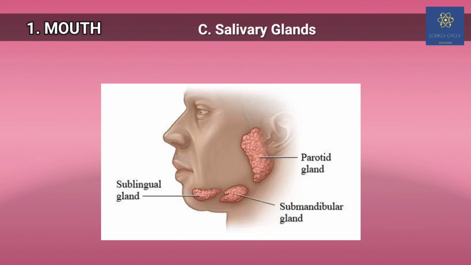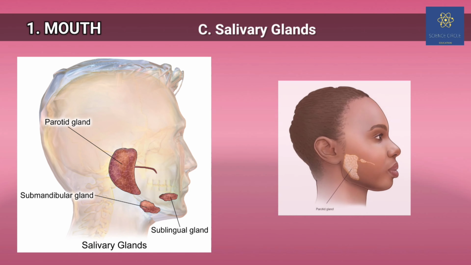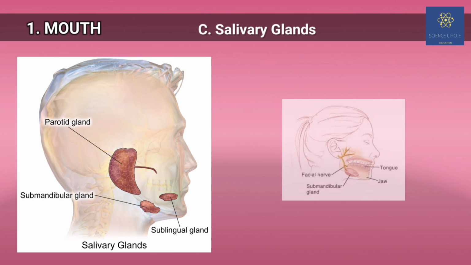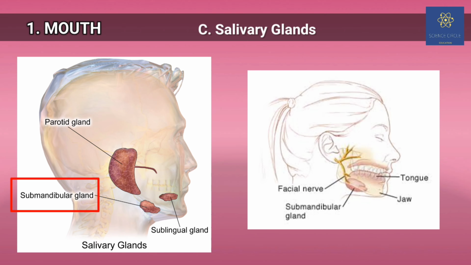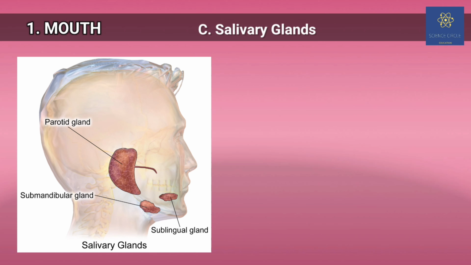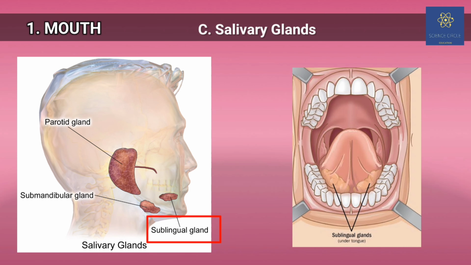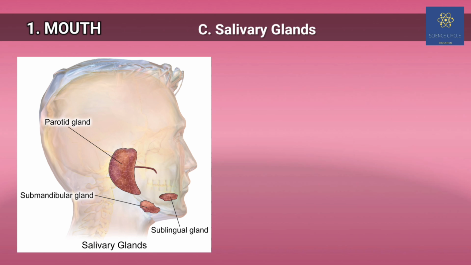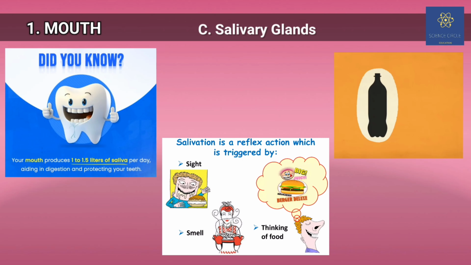There are three pairs of salivary glands in our mouth. The parotid gland, which is located in front of and beneath each ear. Next, the submandibular gland, which lies close to the inner side of the lower jaw on each side. And last, the sublingual gland, which is located below the tongue. From these three salivary glands, saliva is secreted in small quantities. Normally, we produce 1 to 1.5 liters of saliva every day.